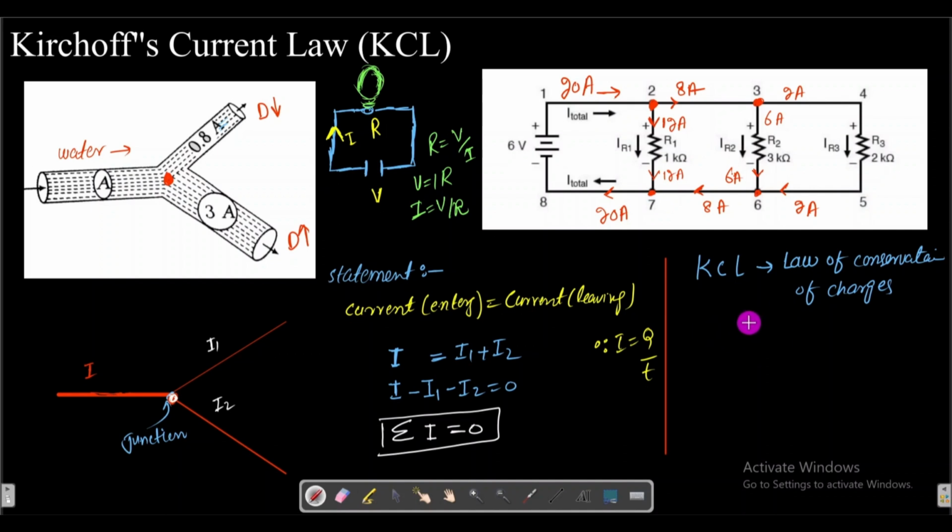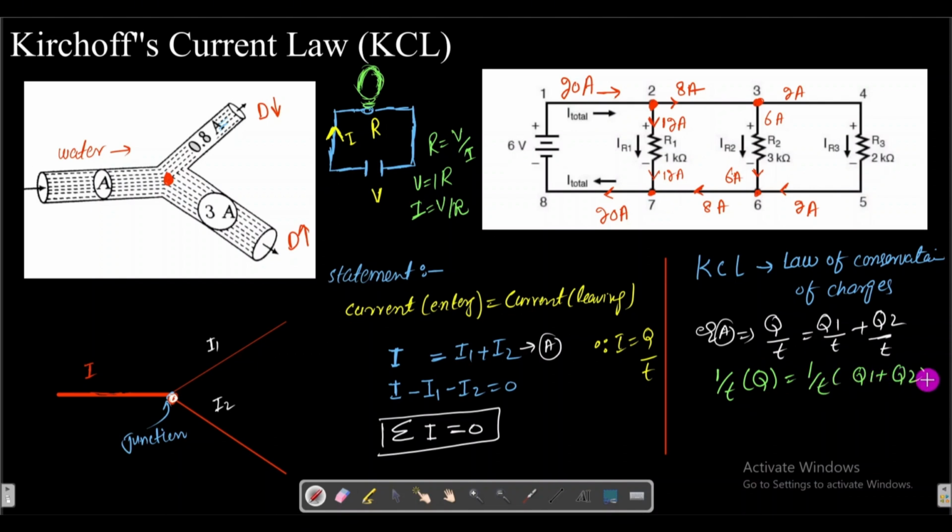From this we can write, let's say this is equation A, that I, which is Q by T, is equal to I1, which is Q1 by T, plus I2, which is Q2 by T. Now taking 1 over T common from both sides of the equation, this is 1 over T into Q, which is equal to 1 over T into Q1 plus Q2, and this becomes Q is equal to Q1 plus Q2, because the 1 over T cancels on both sides. This is called the law of conservation of charges.